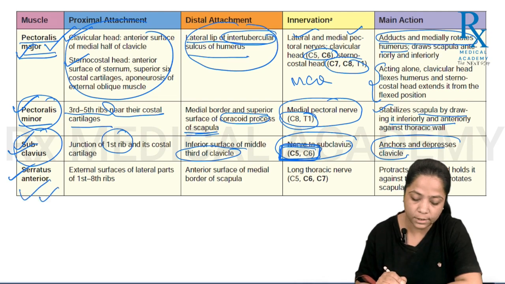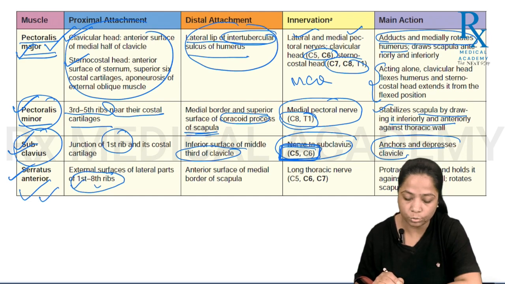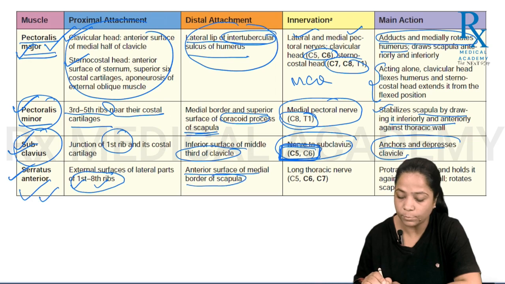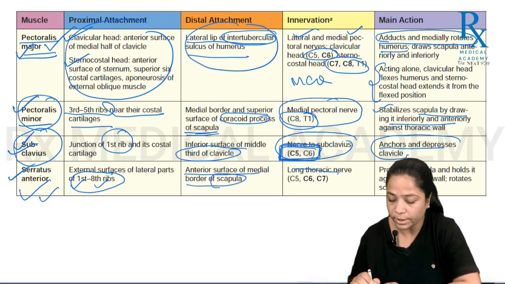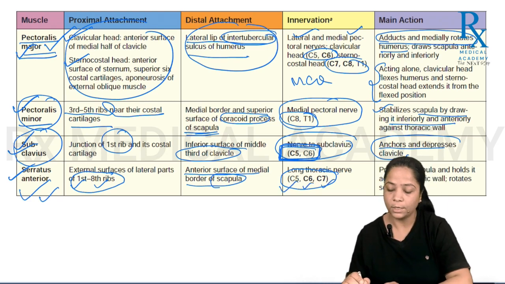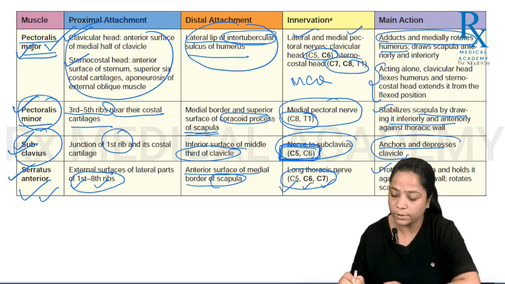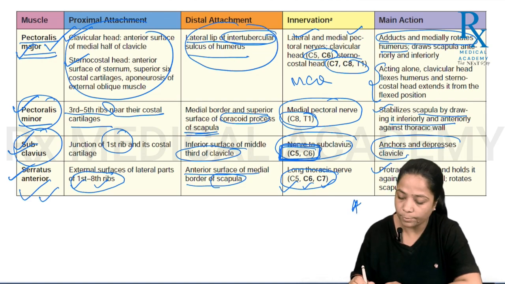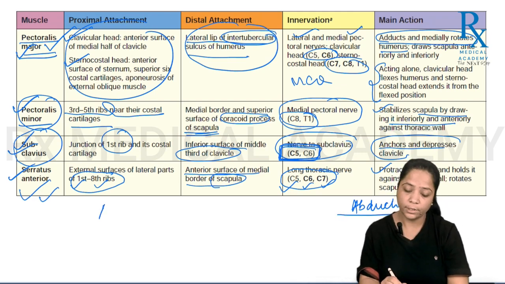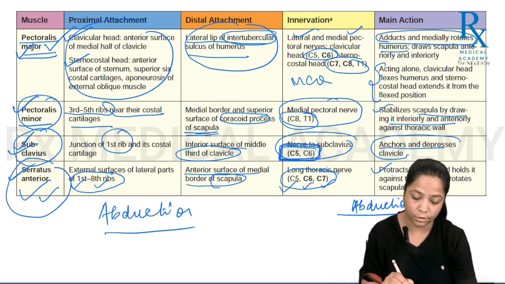Then you have the serratus anterior. It has a vast area of origin, that is from the first to eighth rib. Then it is going to insert on the anterior surface of the medial border of the scapula. The nerve supply is the long thoracic nerve, that is C5, C6, C7. It is basically acting as a protractor of the scapula and also abduction. The latter half of the abduction of the shoulder joint is done by the serratus anterior muscle.